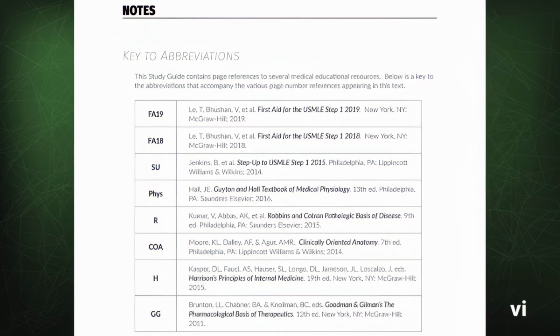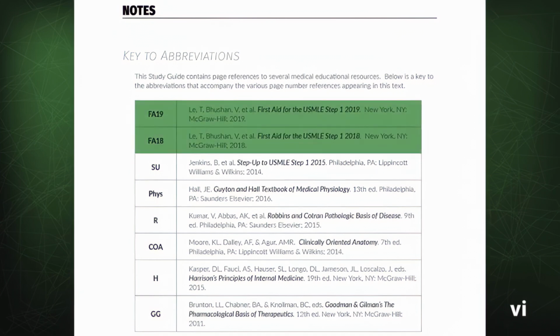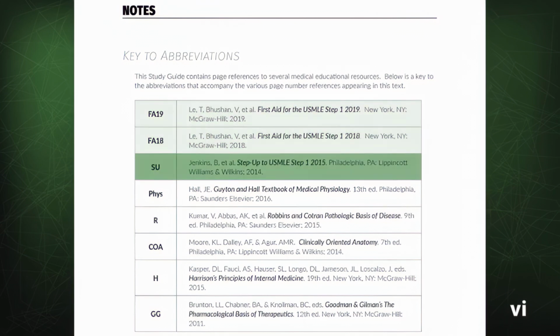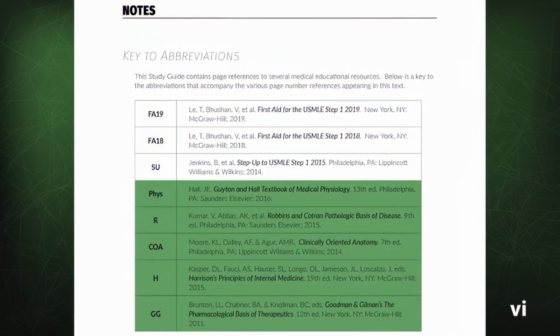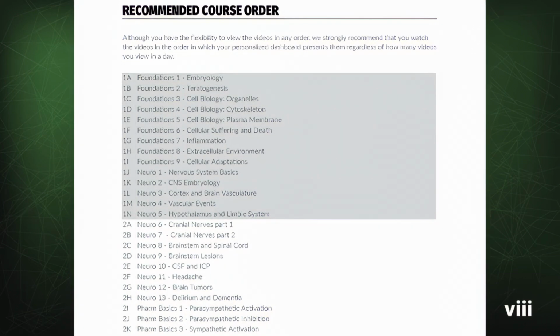Back on page Roman numeral 6, we have a key to abbreviations. We generally provide references to the last couple of editions of First Aid and a page reference to the most recent edition of Step Up to USMLE Step 1, as well as references to several other reference books, in case you need a more in-depth review of a particular topic. On page Roman numeral 8, you'll see the order we recommend that you view the course.